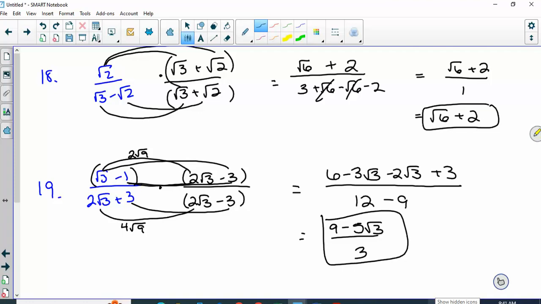All right, I know we've got a couple more. Those are just more practice multiplying with the conjugate. Are there any questions on these? Okay. 15. Yes.